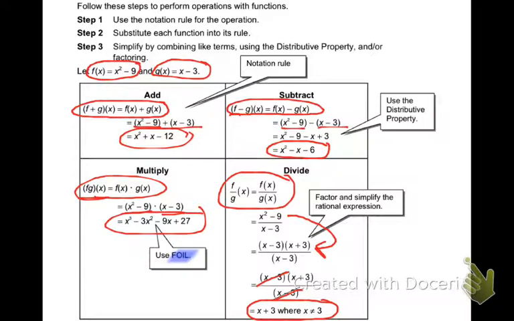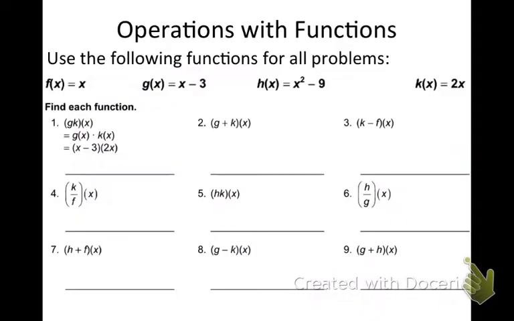Do you remember why x cannot equal 3? Because what cannot be 0? Yeah, that 3 comes from the denominator. X minus 3, so x cannot equal 3 because you can't get 0 in the denominator. All right, great. So let's look at these problems.